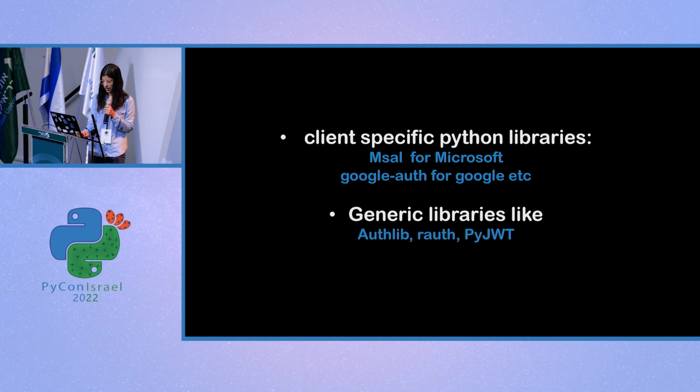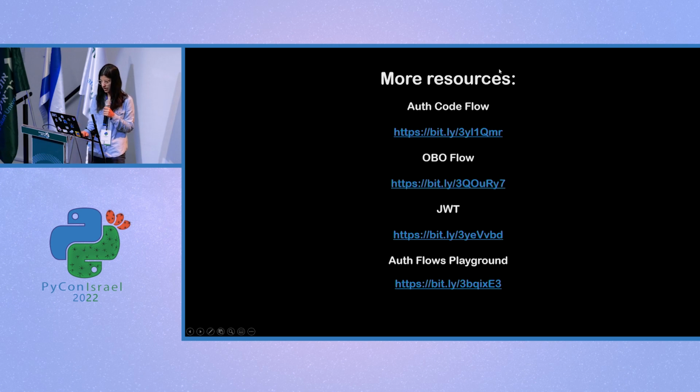Now, before we finish, I just want to make 2 points. There are lots of client-specific Python libraries. For example, after I understood this topic, I used MSAL for the Microsoft Identity Provider, and you can also have the Google Auth library. You also have generic libraries like OAuth and PyJWT, which are highly recommended. These are more resources which I personally used. The last one I highly recommend because it is a playground where you can simulate the flows by yourself.